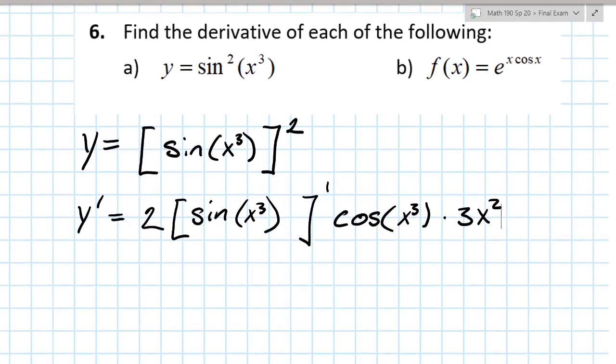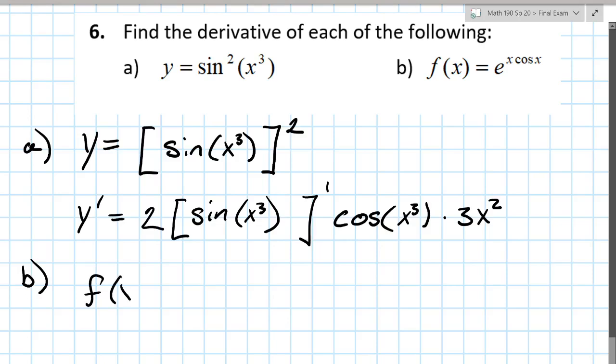If you want to go crazy with some properties of trig functions, you could possibly combine the 2 sine x cubed cosine x cubed with a double angle formula, but I don't think anybody's going to expect that sort of thing. The next one is the derivative of e to the x cosine x.